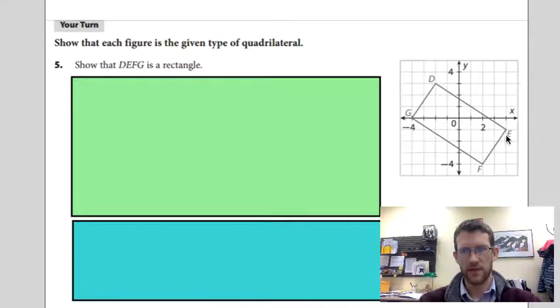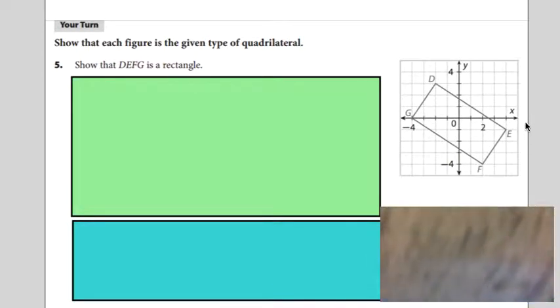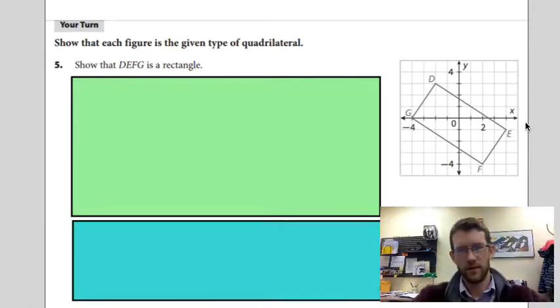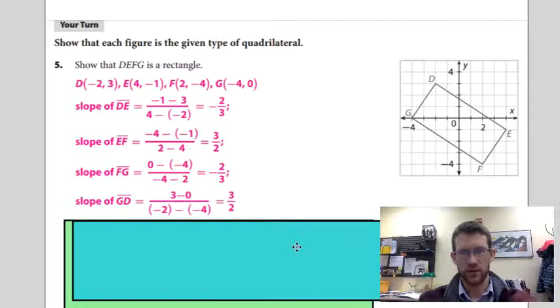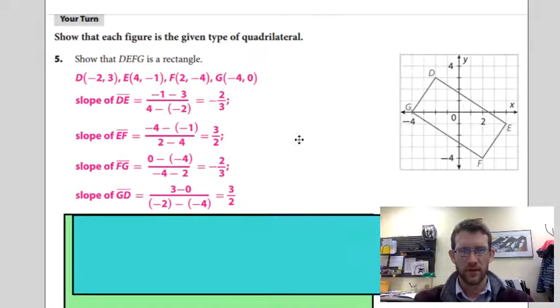So what is the slope of DE? What is the slope of GF? What is the slope of GD? And what's the slope of FE? So calculate those real quick. Pause. So hopefully you got all those slopes as correct.